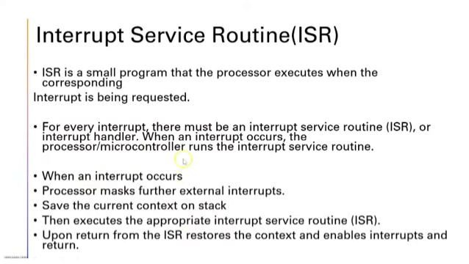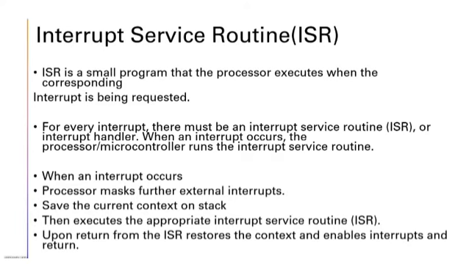When an interrupt is coming, if it is a non-maskable type of interrupt, or a high priority interrupt, the processor will be masking further interrupts. Means no further interrupts can come at this time because it is already going to process one interrupt. So it can't take further interrupts, and it will mask all other interrupts which can occur.